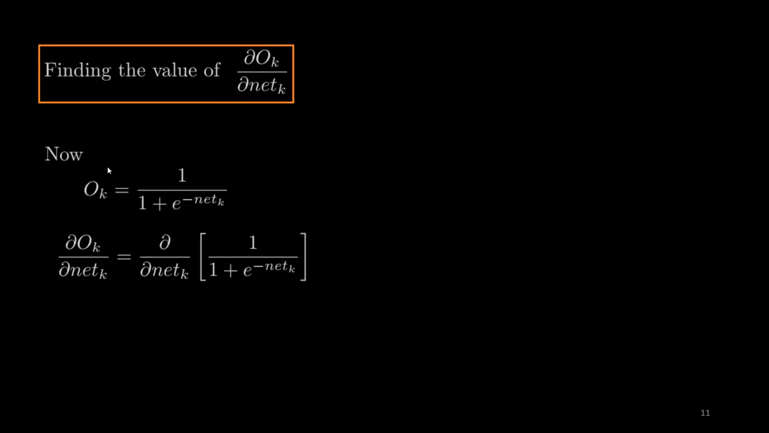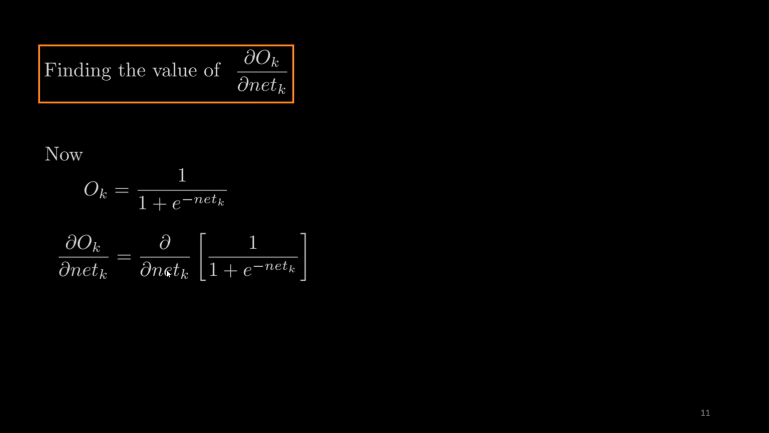From the forward propagation, we know that OK is the activation function of net k. If we use the activation function as a sigmoid, then based on the sigmoid equation, this is the equation of OK. Now we have to take the derivative of OK with respect to net k. We see that inside OK, we have a variable called net k. Now we can easily differentiate this OK equation with respect to net k.